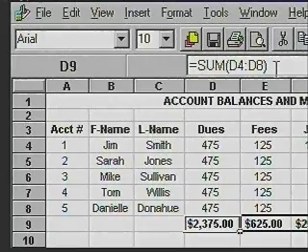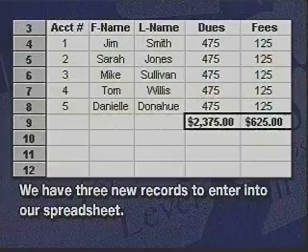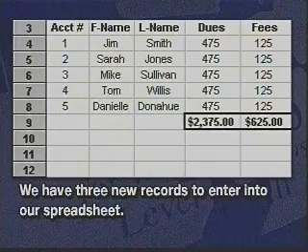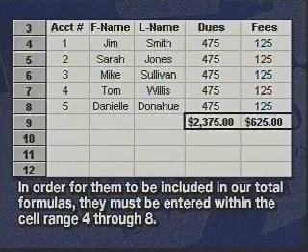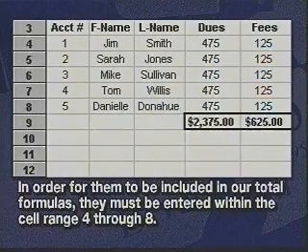And if we were to select any of the other formulas on line 9, they would inform us that they too sum cells 4 through 8 in their respective columns. Keep in mind that the fees formula may look a little different because it contains the range name, but it still sums the data in cells 4 through 8. Suzanne, we have 3 new records to enter into our spreadsheet, and in order for them to be included in our total formulas, they must be entered within the cell range 4 through 8.